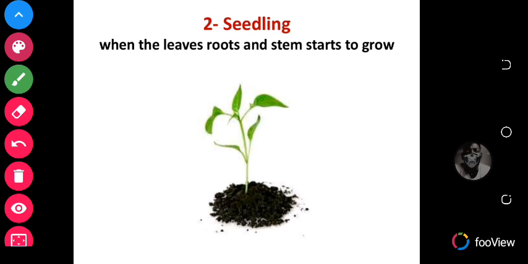So after the seed stage, we move on to the seedling stage, and this is when the leaves, roots and stems start to grow. This is the beginning. At this point, it also needs the basic materials needed for plant growth: sunlight, water, space, carbon dioxide, and so on. So this is the seedling stage.